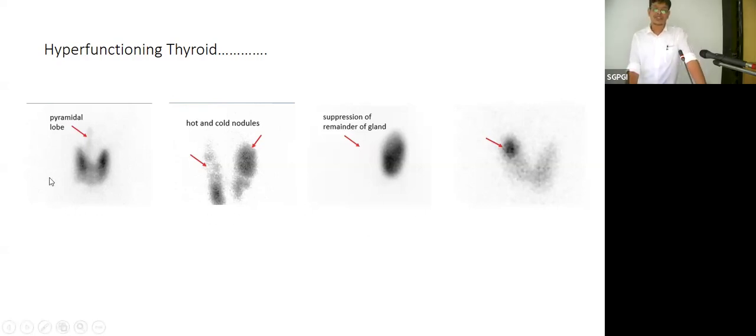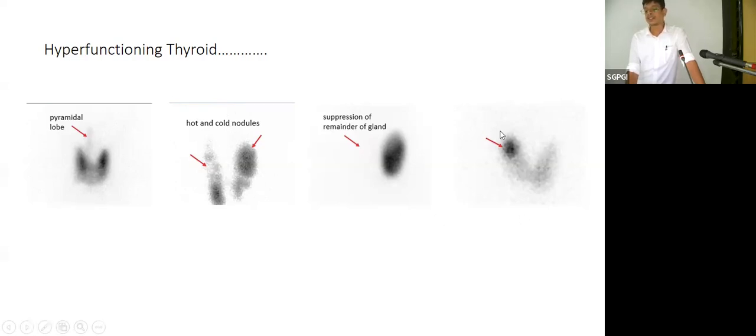In this first image, you can only see one gland, and there is a pyramidal lobe. In the second, both lobes are enlarged and there are multiple cold areas. In the third image, one lobe is enlarged and you cannot see the opposite lobe; there is suppression of the other lobe.